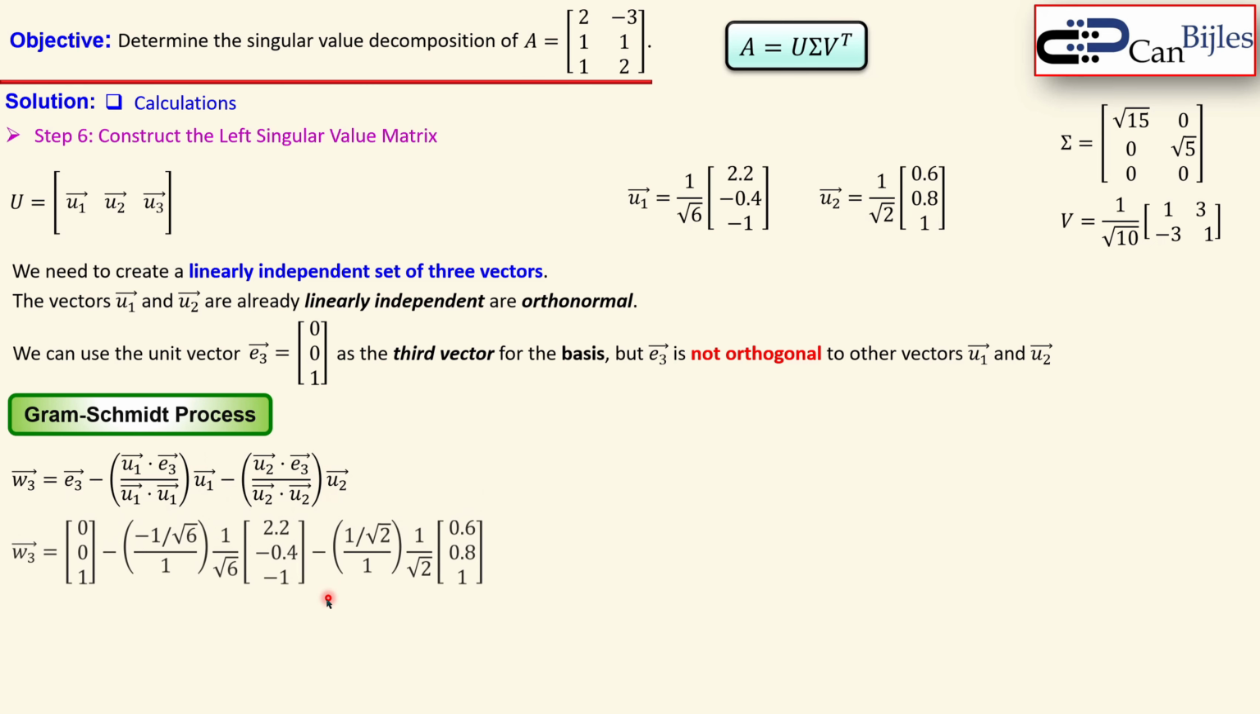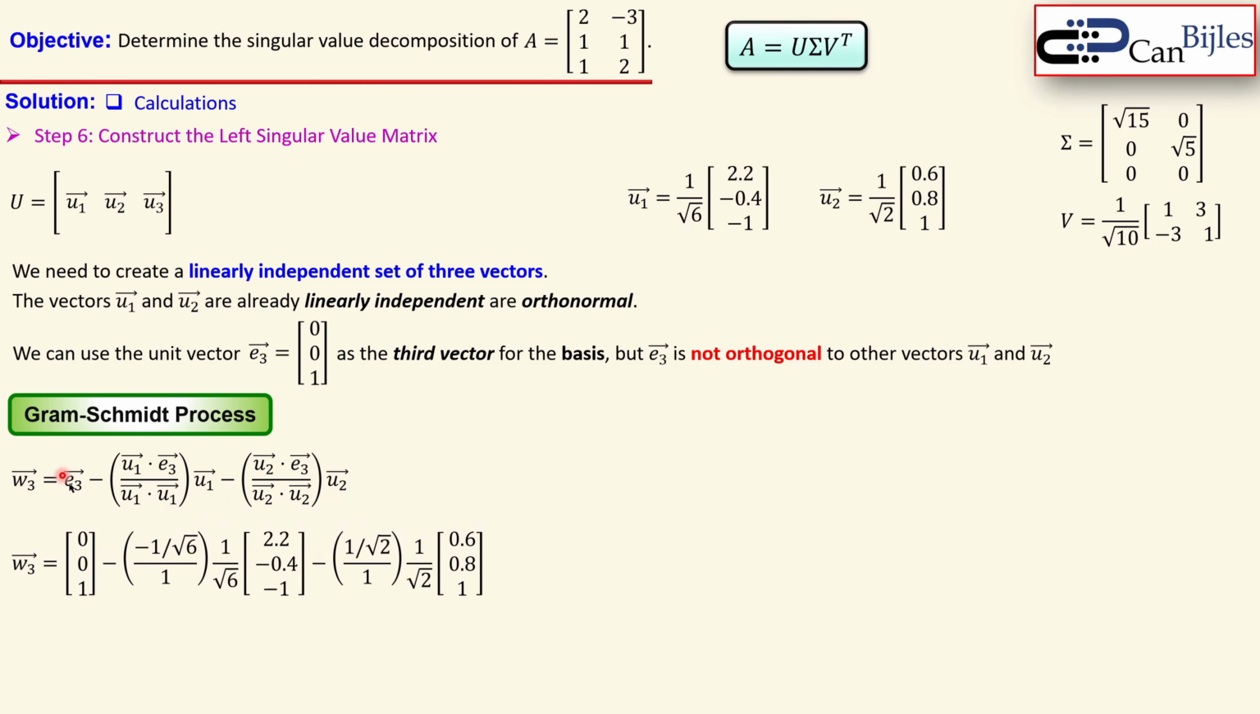Now what is the result? You take e3, 0, 0, 1. The multiplication is pretty simple, because u1 and e3 gives 0 times this, 0 times that, and 1 times minus 1 over square root of 6. That's why we have only this one. Then u1 times u1 is just 1, because it is a unit vector. The same holds for u2 times u2, it is also 1.